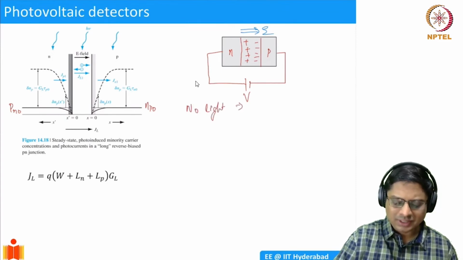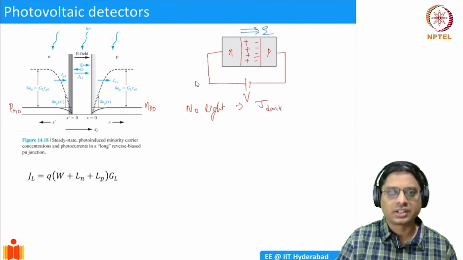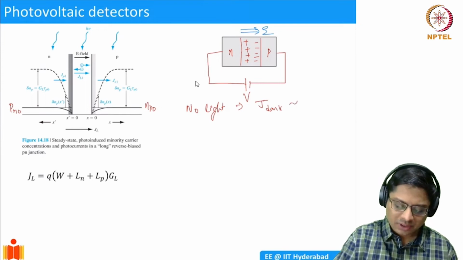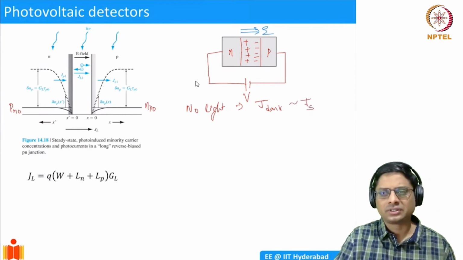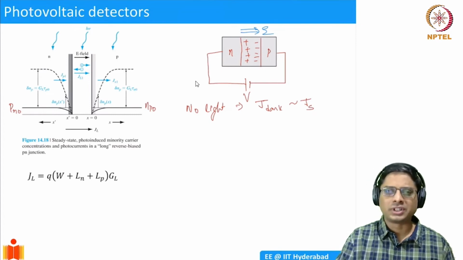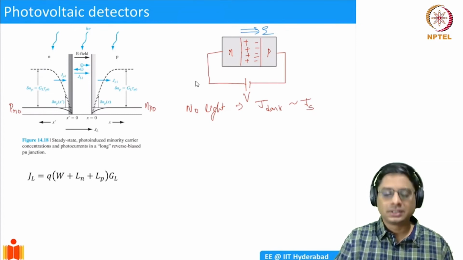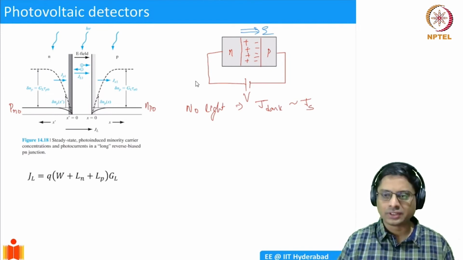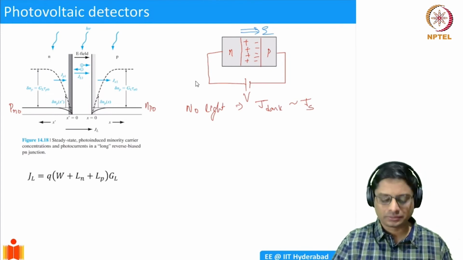Implies there is a certain current which flows, which we call J dark. Dark current, we say, without any light. So this will be roughly equal to the J saturation, if you don't apply any voltage or apply a small voltage and don't go to the breakdown. Then essentially it will be roughly flat, right? We have seen the PN junction's IV characteristic. So that will be the dark current in a photodetector.